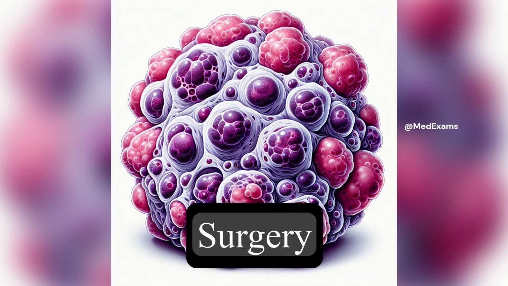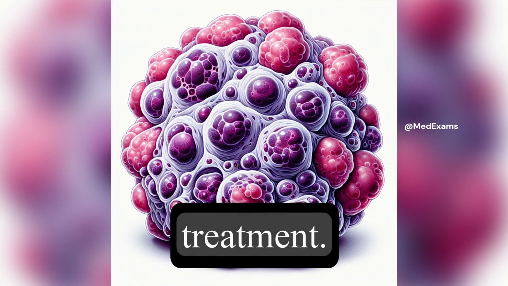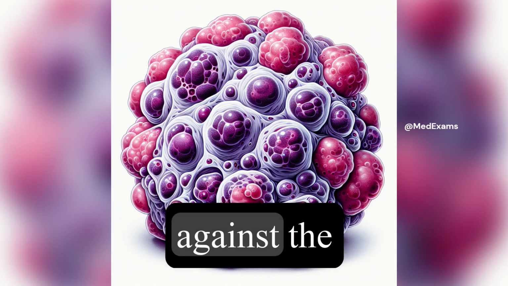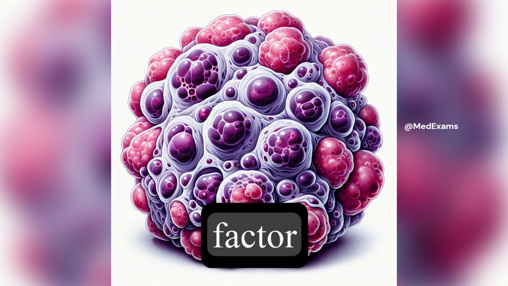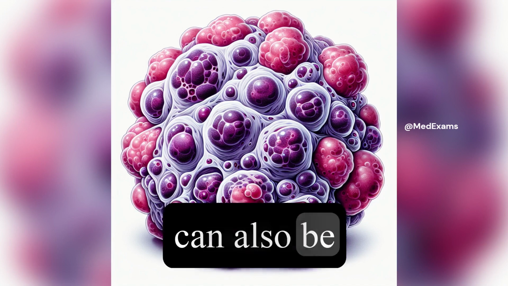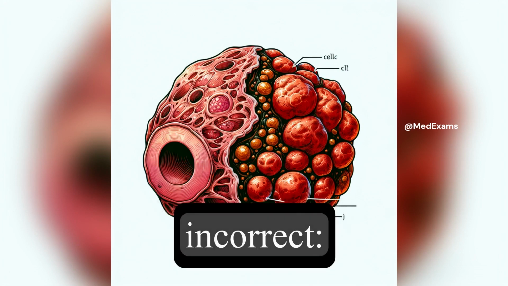Surgery, for example intralesional curettage or excision, is first-line treatment. Monoclonal antibodies, for example denosumab, against the receptor activator of nuclear factor kappa B ligand, which is overexpressed in the stromal cells, can also be used to shrink the tumors. Let me explain why the other choices are incorrect.